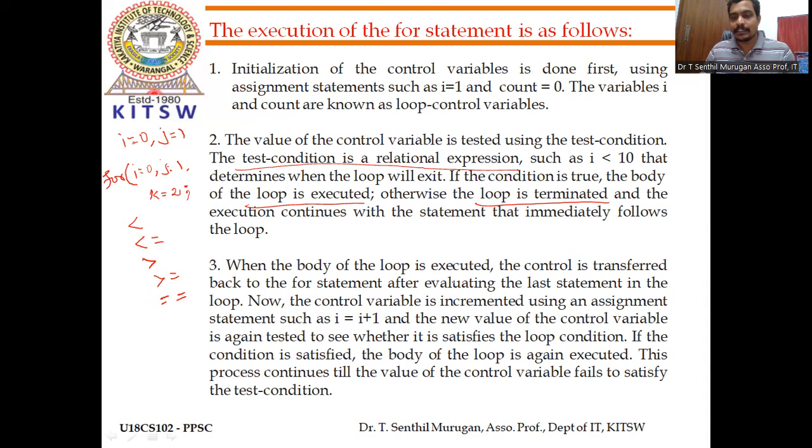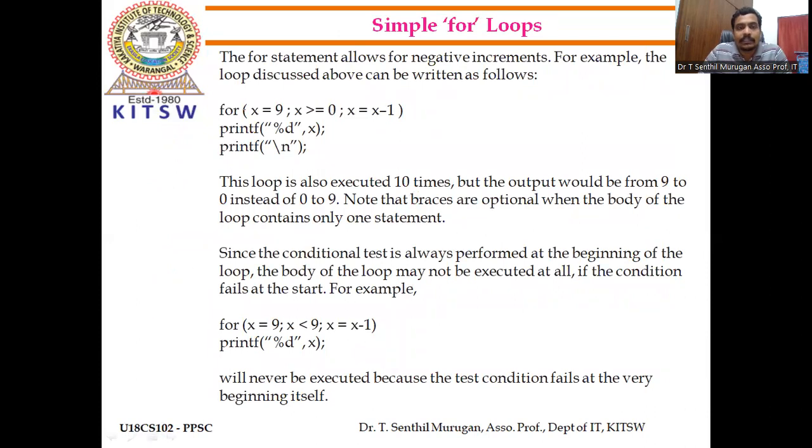So when the body of the loop is executed, what will happen? The control is transferred back to the first statement. After the body of the loop is executed, it will check the increment or decrement operator, and that variable will be updated. The control will come to the for statement and again check the condition. For example, we are using i equal to i plus 1. The value will be incremented, and with that value it will check the expression. If the expression is true, the body will be executed again. Till the condition fails, the statement will be executed again and again. Okay, so see an example here.